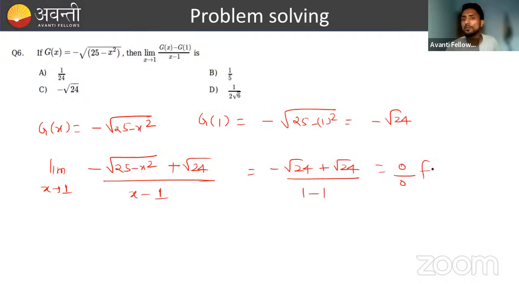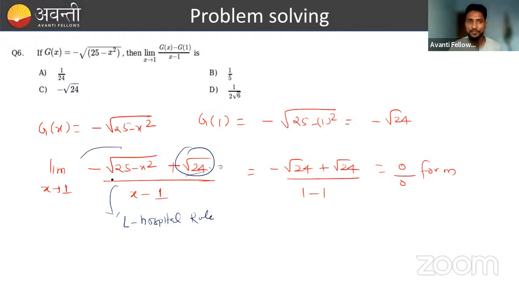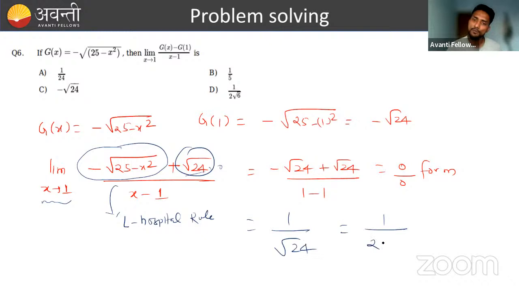So it is 0 by 0 form. What you have to do is just apply L'Hospital's rule. Whenever you see such a problem, you can use L'Hospital's rule. This is root 24, after differentiating it becomes 0, and this becomes 1. You just have to differentiate this term, and after putting in the value, you will get 1 by root 24. So the answer will be 1 by 2 root 6. Okay, this is the answer that you will get.